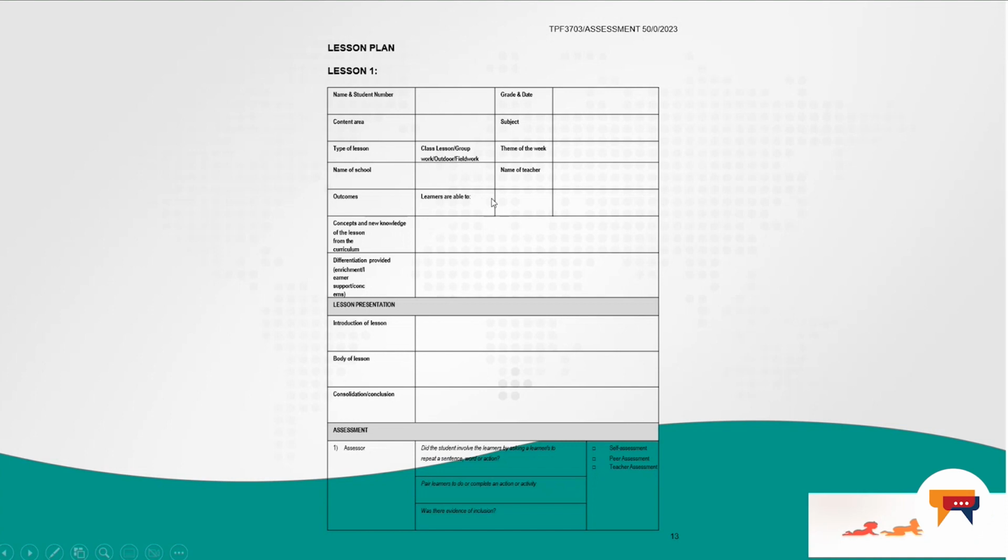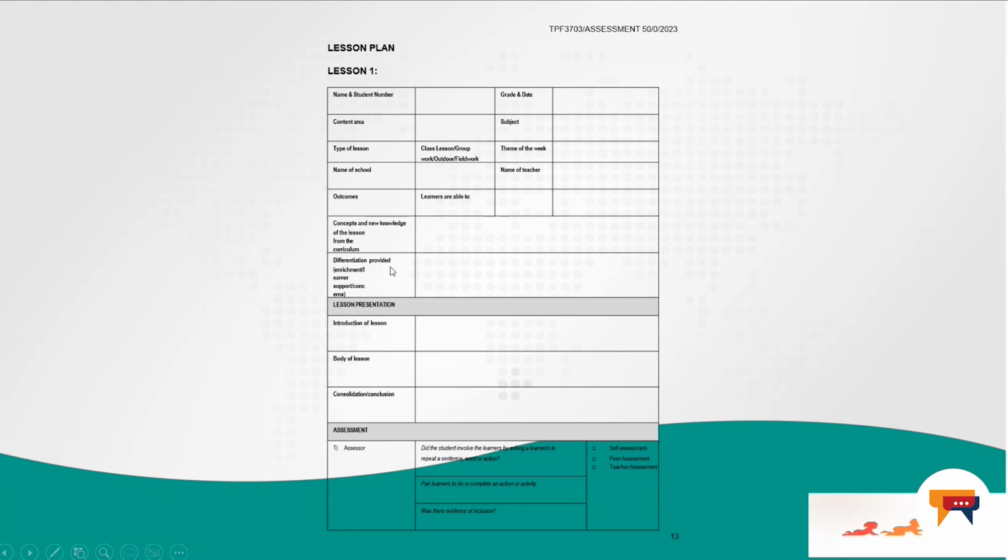Outcomes. What are the learners able to do? Complete that. Concepts and new knowledge of lesson from the curriculum. What is the new knowledge that you are imparting to the learners on this particular day? Write it in detail.